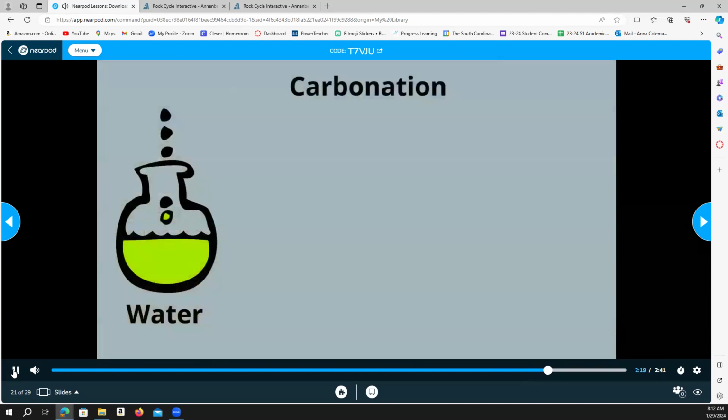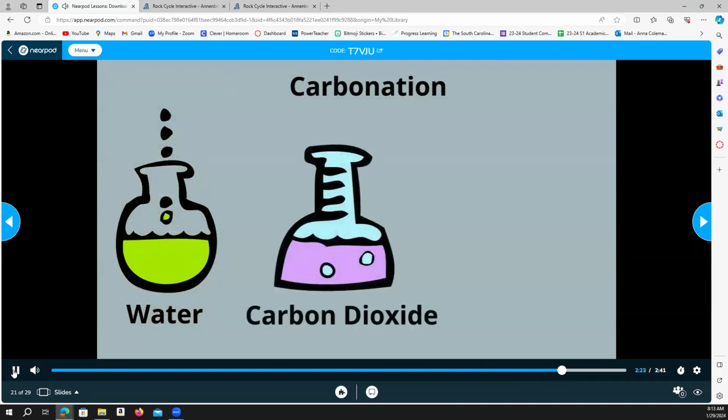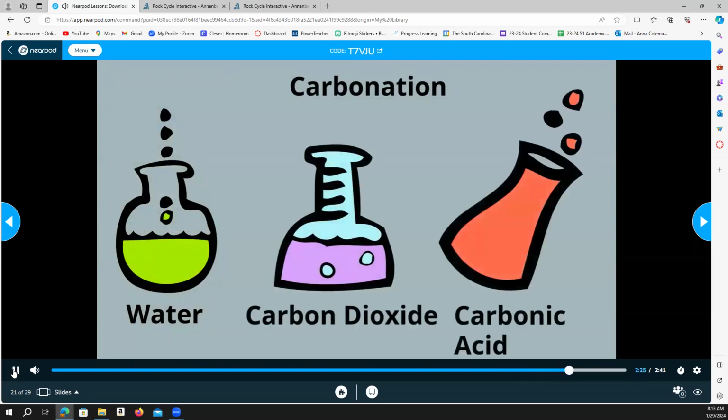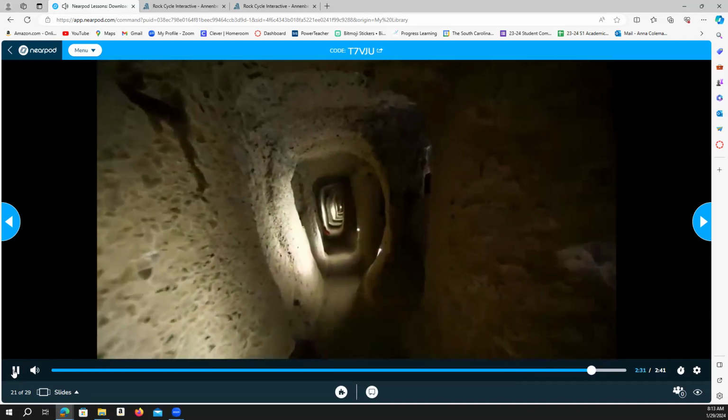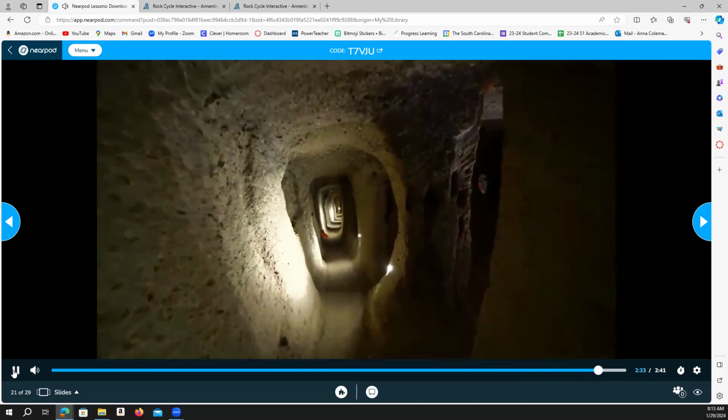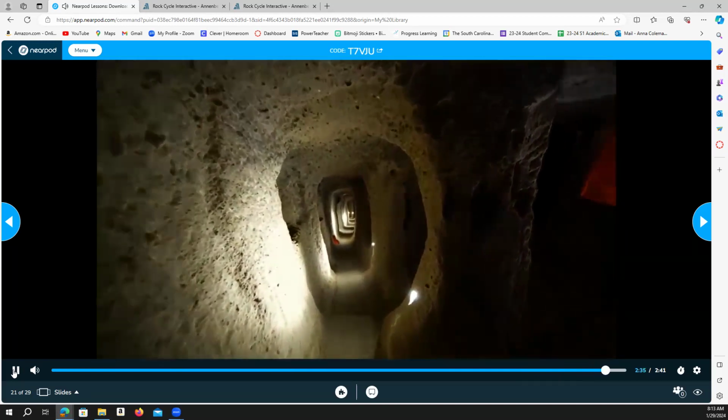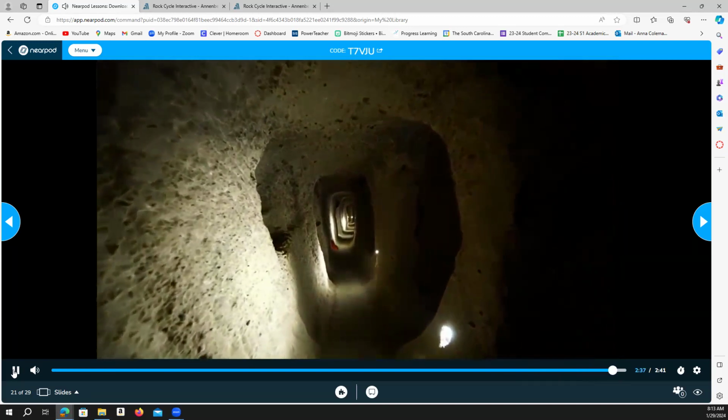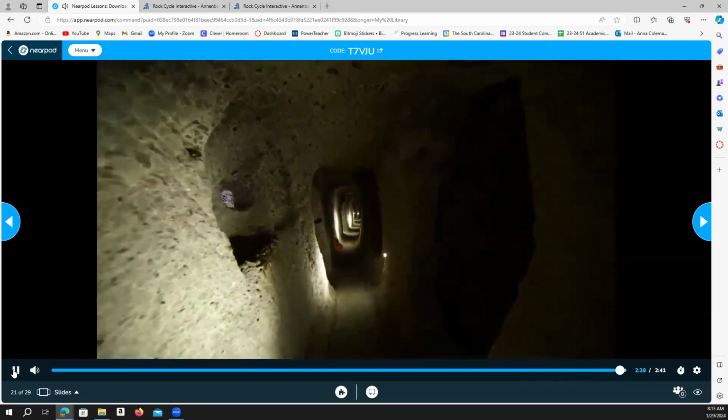And finally, carbonation is the process of mixing water with carbon dioxide to make carbonic acid. This acid then breaks down and weakens rocks. Caves may be formed by carbonation dissolving limestone. Rainwater picks up the carbon dioxide from the air, and as it percolates through the soil, slowly dissolves out the limestone.